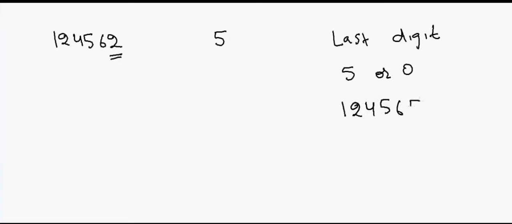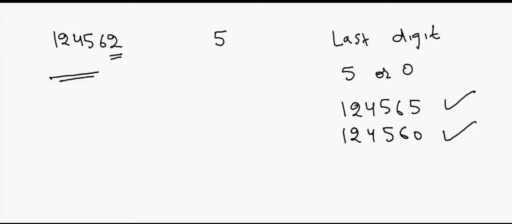No, because for it to be divisible by 5, the last digit should be either 5 or 0. So if it's not, and in this case it's not, then it is not divisible by 5. If I had 1 2 4 5 6 5, then it would be, or if I had 1 2 4 5 6 0, then it would be, but not in this case. So we know this now.